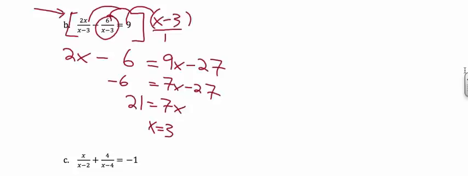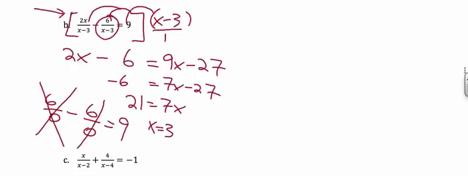Hopefully you noticed a problem. When we plug in 3, we get 6 over 0 minus 6 over 0 equals 9. You cannot divide by 0. That's a problem. It doesn't work. So the solution we found didn't work. The reason is we changed it. We didn't really solve it with the fractions in there.